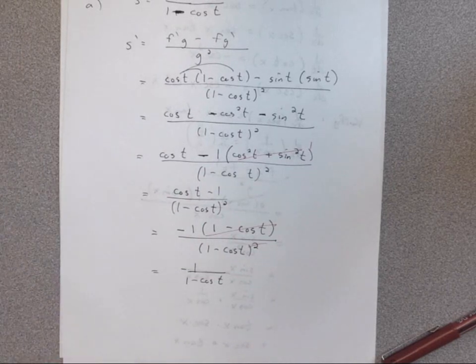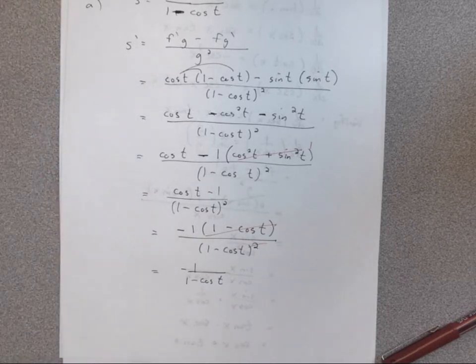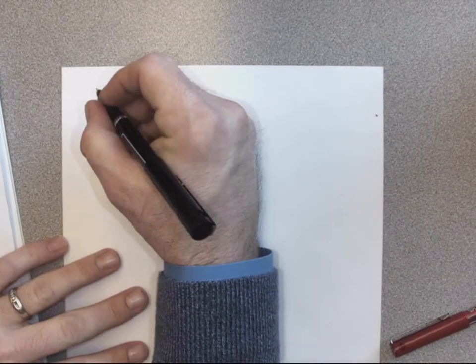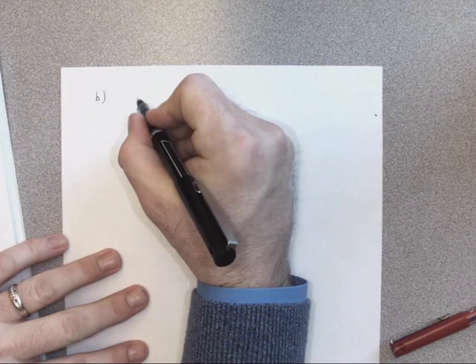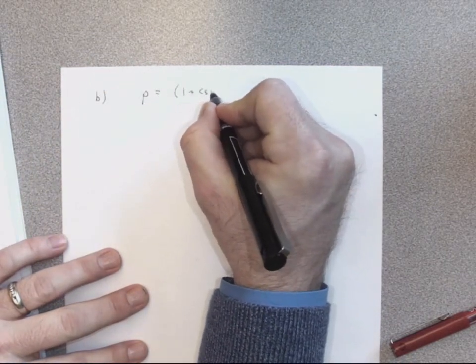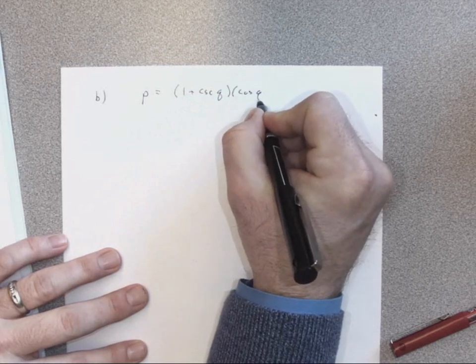So we'll do a couple more just to feel comfortable. So let's say I'll do another one, and then we'll do a couple limits, and we'll be done with this section. So B, function p is going to be equal to 1 plus the cosecant of q times the cosine of q.